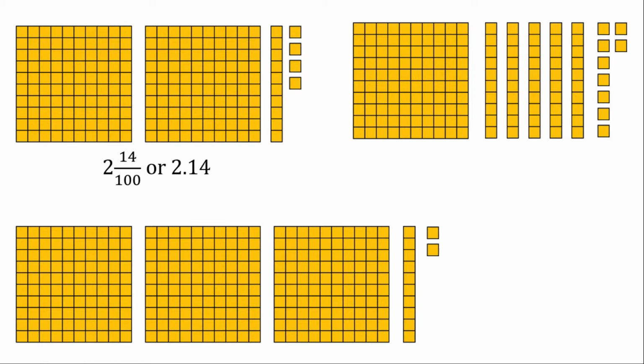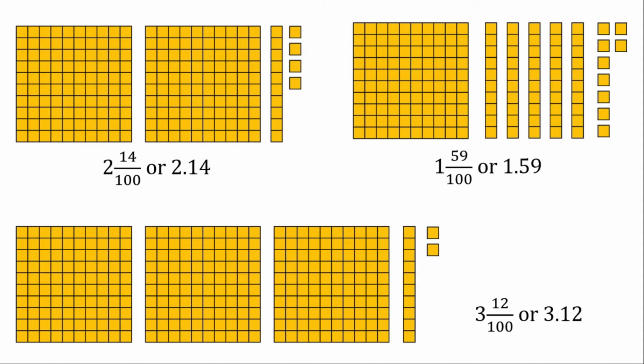In the top right, we've got 1 whole and 1, 2, 3, 4, 5 tenths and 9/100ths. 1, 5, 9. So you could write it as 1 and 59/100ths or 1.59. And in the bottom, we have 3 wholes, 1, 2, 3, 1/10, 1, and 2/100ths, 2. So 3, 1, 2. And you could write that as 3 and 12/100ths or 3.12.